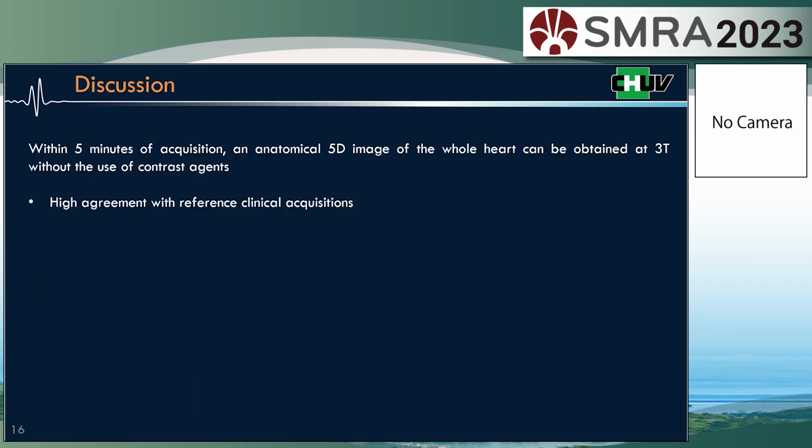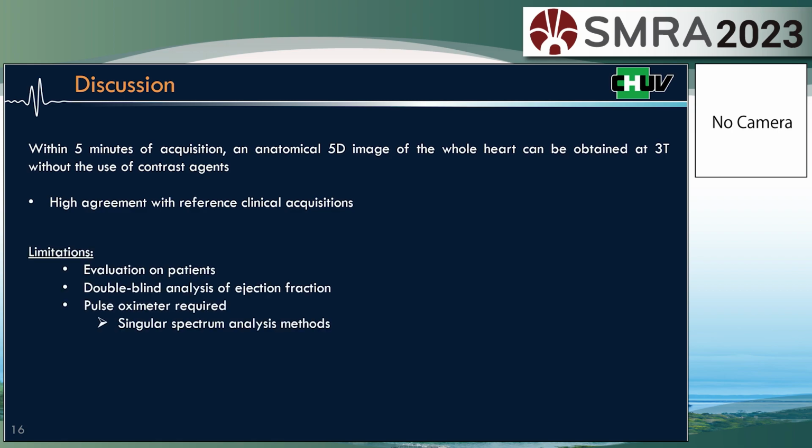To conclude, in 5 minutes of acquisition, we are able to obtain an anatomical 5D image of the whole heart at 3 Tesla without contrast agent, and we validated our method with a high agreement with the reference clinical acquisition. We still have some limitations. First, on the validation, we need to extend it to patients, and also we need to perform a double-blind segmentation and analysis, as so far only one expert has been involved in this process.